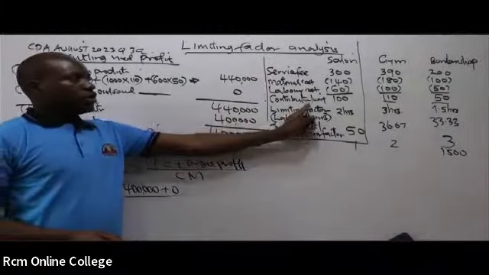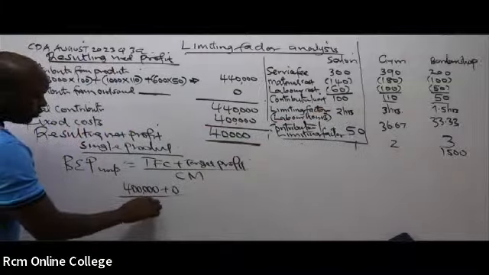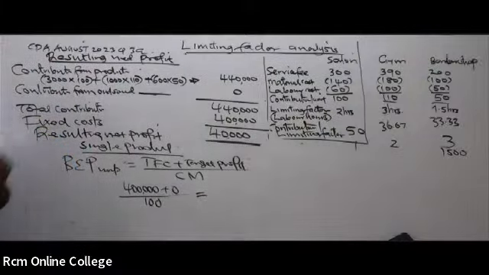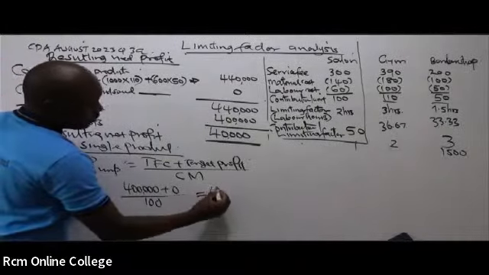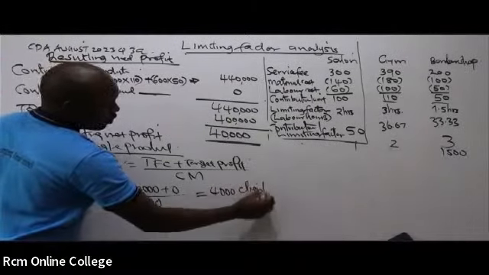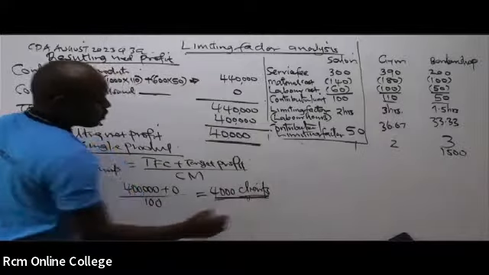What is the contribution margin of salon? 100 shillings. How many clients are supposed to be served in the salon for the company to operate at break-even point? Four thousand clients.